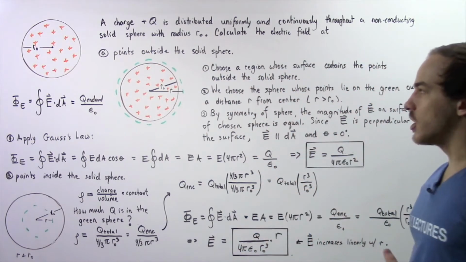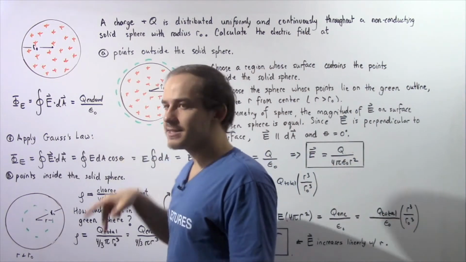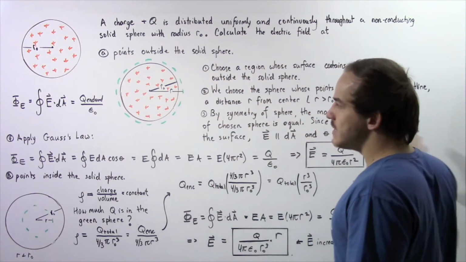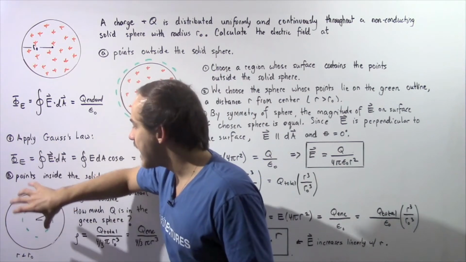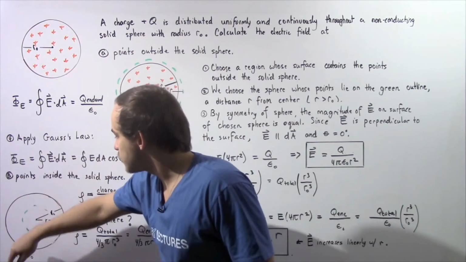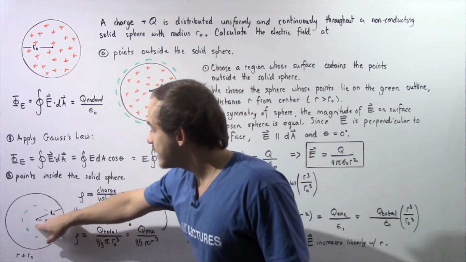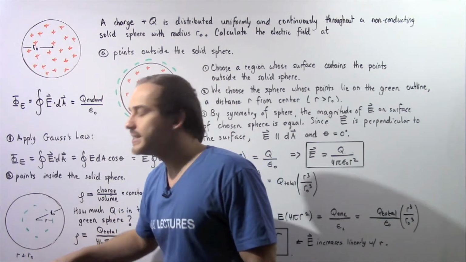Now, let's move on to part B. Calculate the electric field at points inside the solid sphere. So we have to follow the same exact procedure, except now we choose a sphere found inside our solid sphere. So we choose the following green region. And let's suppose now the radius of this small green region is given by r, and now r is smaller than r naught.